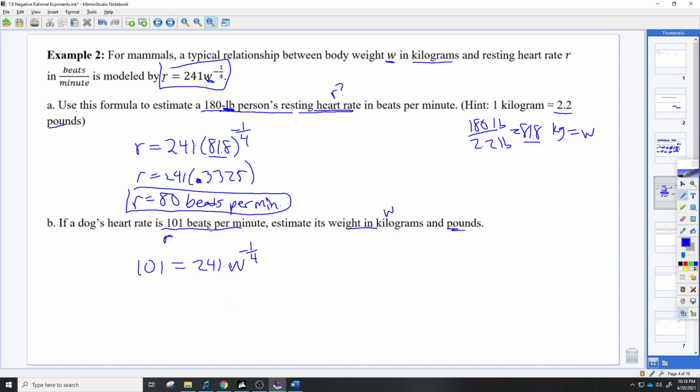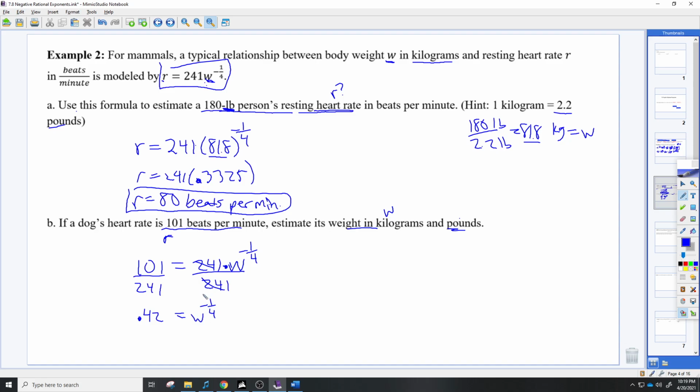So what do we do first? First, we're going to get rid of this 241. Since there's multiplication here, we're going to divide by 241. So if we do 101 divided by 241, we get 0.41908, whatever. I'm going to round this to 0.42. Round it up. And those cancel out. We get W to the negative 1/4 power.